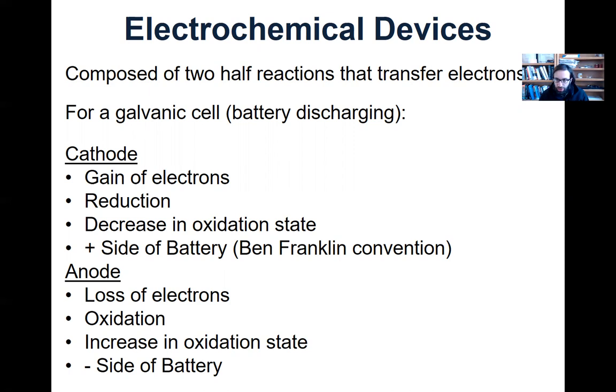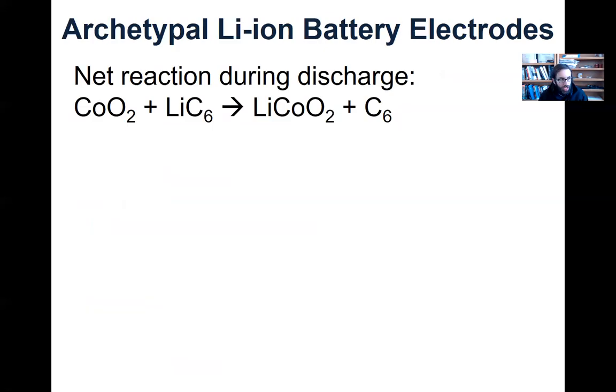The exact opposite is true for the anode, right? We lose electrons. That's going to make it positive. That's an oxidation, and there's going to be an increase in the oxidation state. But because of this funny Benjamin Franklin convention, that is going to be the negative charge.